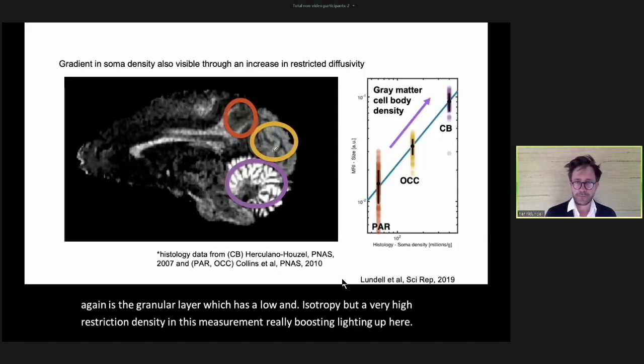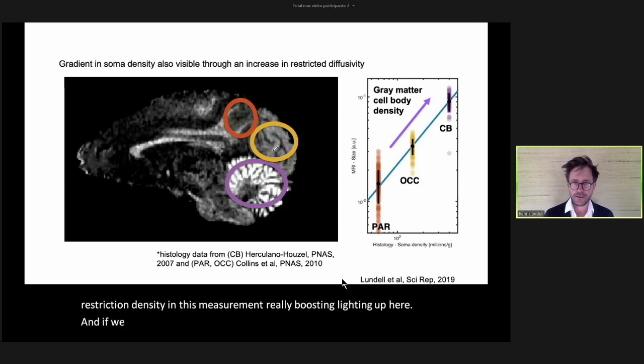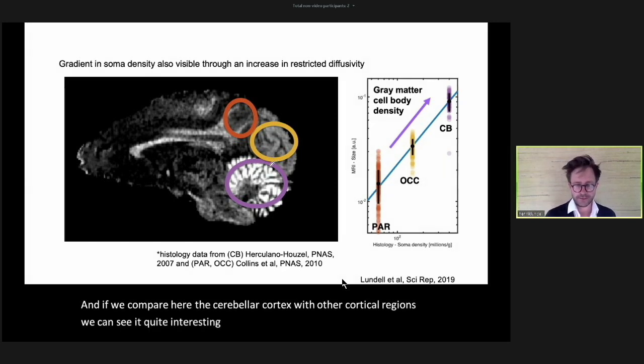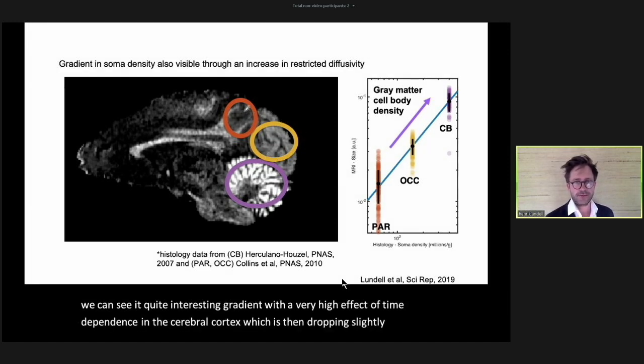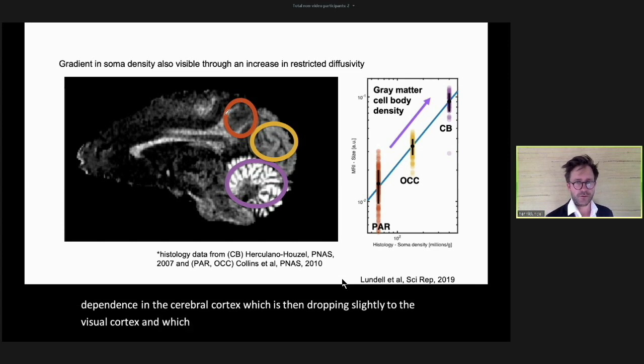And if we compare the cerebellar cortex with other cortical regions, we can see a quite interesting gradient, with a very high effect of time dependence in the cerebellar cortex, which then drops slightly in the visual cortex, and is even lower in parietal cortex and more frontal areas. And this is quite well known from histology.